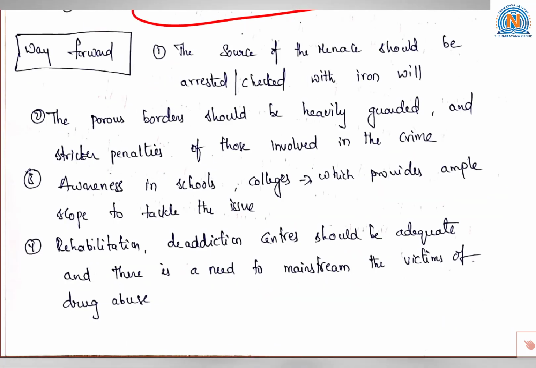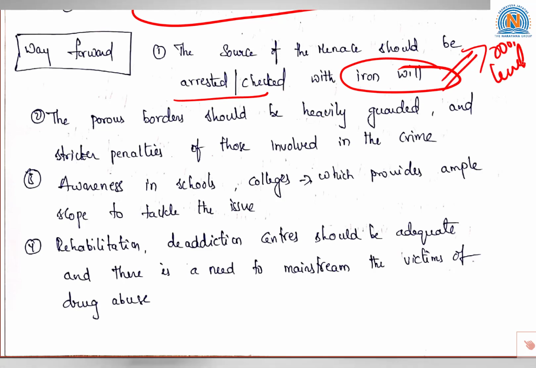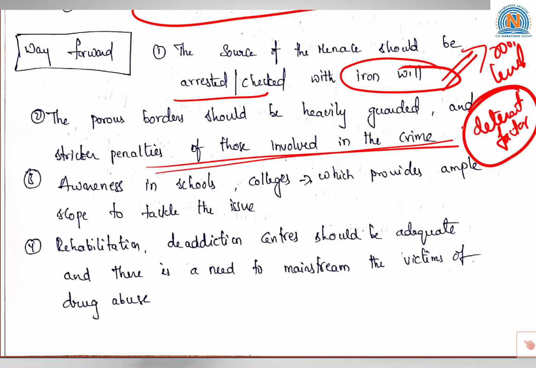Then what is the way forward? The first step to be taken is that the source of the menace should be arrested or checked with iron will. This will arrest the problem at the root level. And then the porous border should be heavily guarded and stricter penalties should be imposed on those involved in the crime, so it acts as a deterrent. In time, stricter penalties are very essential to curb any kind of illegal activity.